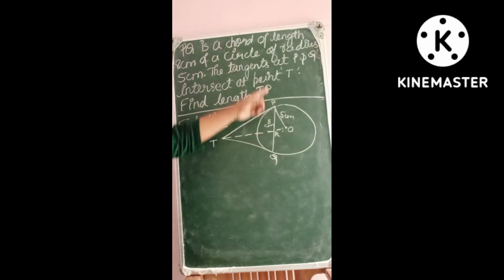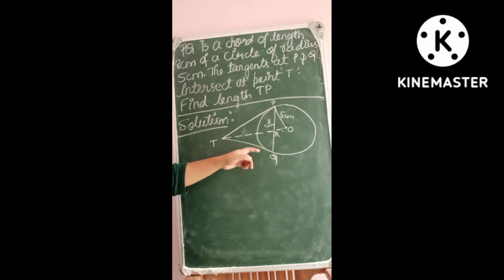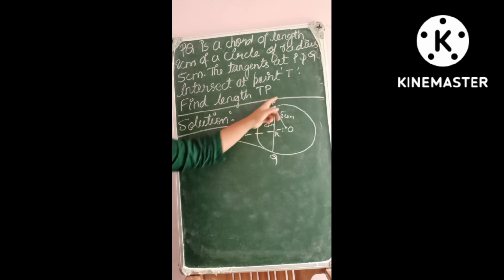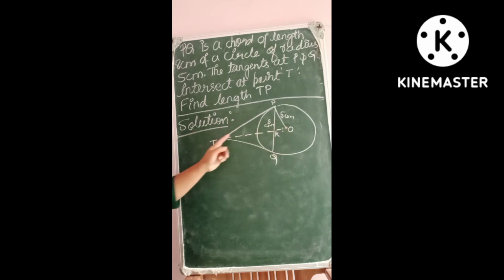PQ is a chord of length 8 cm in a circle of radius 5 cm. The tangents at points P and Q intersect at point T. You have to find the length TP here. Let us join OT. Let it intersect PQ at the point R. Then triangle TPQ is isosceles and TO is the angle bisector of the angle PTQ.